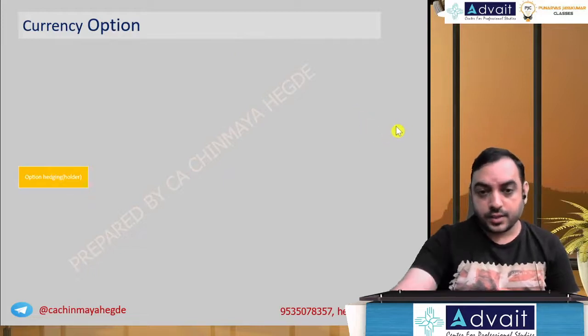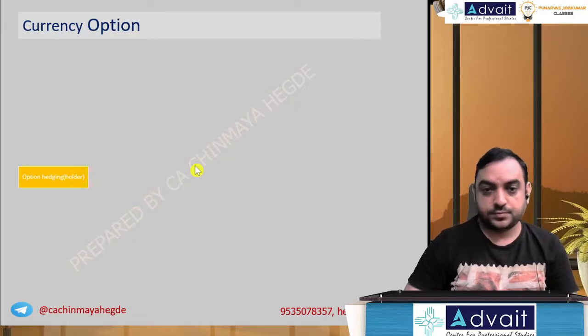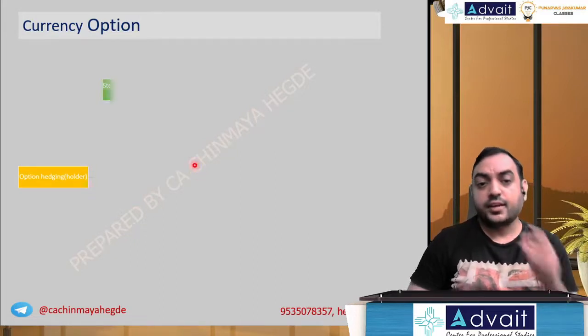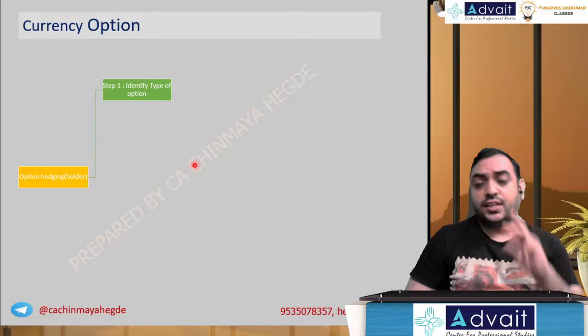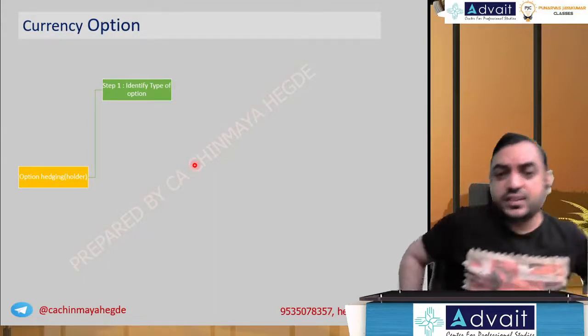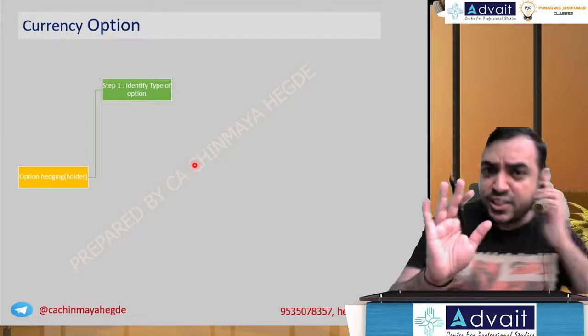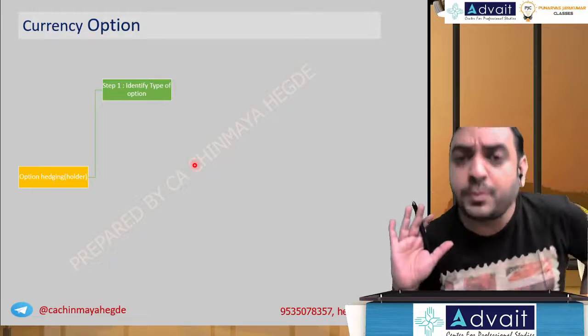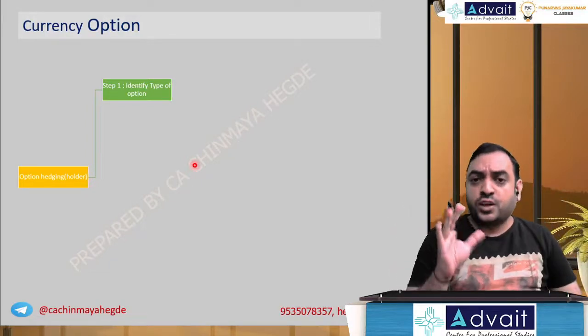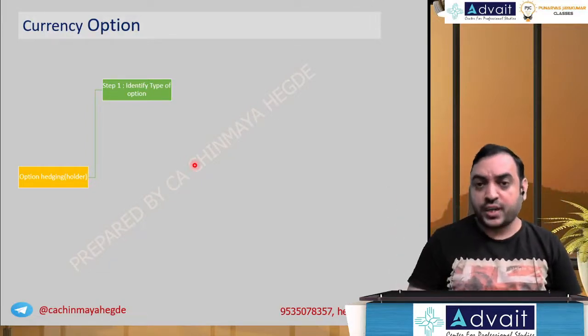Okay, let me explain. Take a look at this. Option hedging, a three-step process. Logically it has been designed, it should not be confusing. First focus, then you can take it down or take a screenshot.